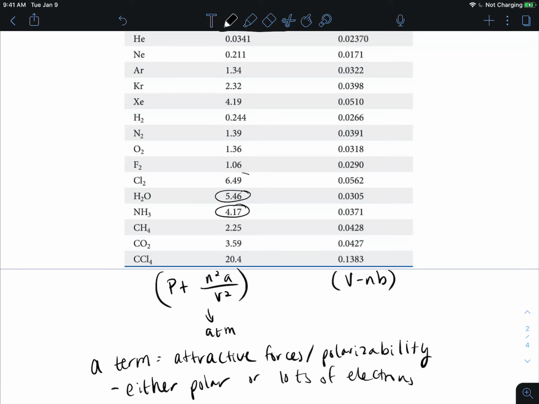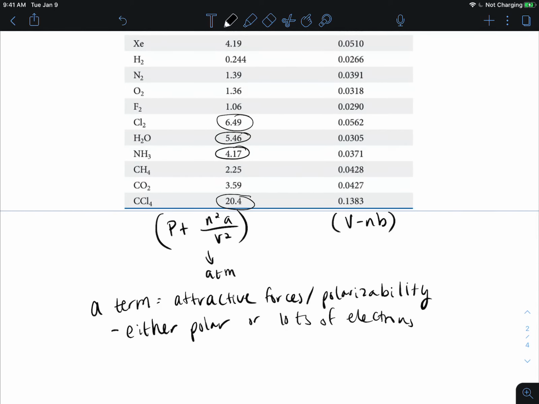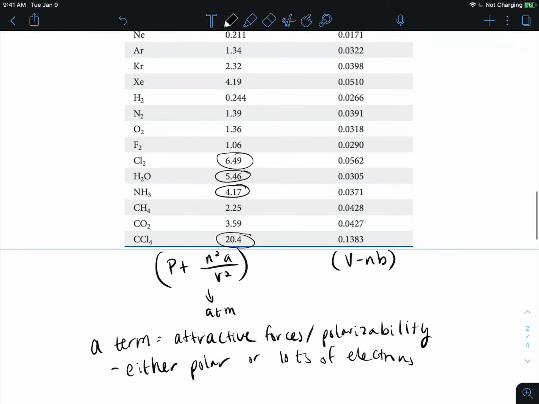But we look at things like Cl2 and CCl4, those also have very large a terms, despite the fact that they are nonpolar. And the reason for this is because these are fairly large molecules and they have a lot of electrons, and because of that they can polarize those electrons, and then they can make the electrons go in one direction or another to get more attractive and repulsive forces going on. So it just has to do with how much attraction or repulsion we see. So really large substances with lots of electrons usually have large a terms, and then things that are polar. You can also see it with xenon. Xenon's a very polarizable substance because it has lots of electrons.